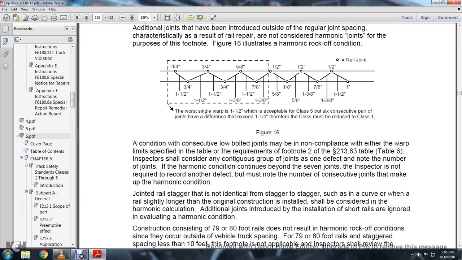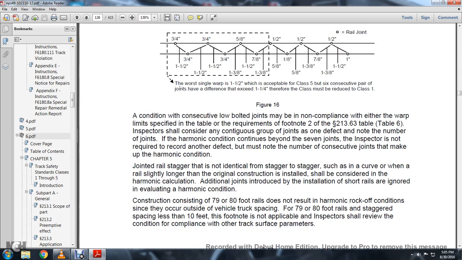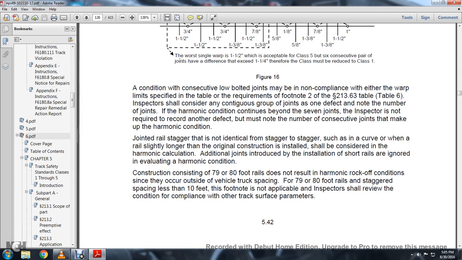A condition of consecutive low joints may not be in compliance with either the warp elements specified in the table or the requirements of footnote number 2, Statute 21363, Table 6. Inspectors should consider a continuous group as one defective location, noting the number of joints. If the harmonic condition continues beyond the 7 joints, the inspector is not required to write another defect, but must note the number of consecutive joints that make up the harmonic condition.